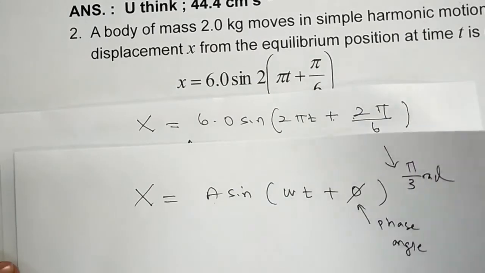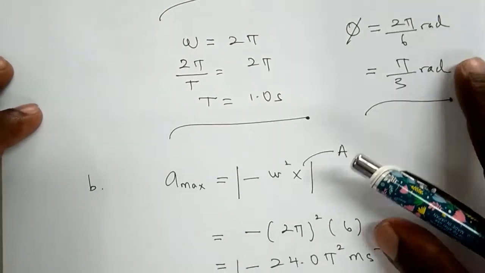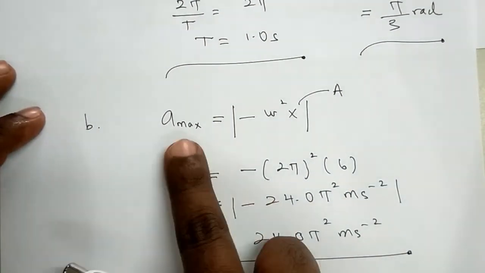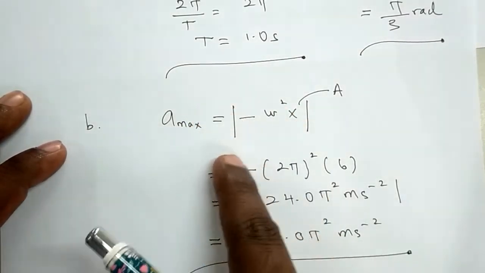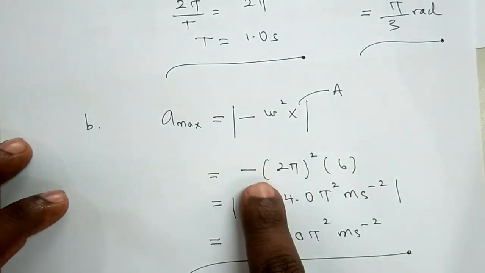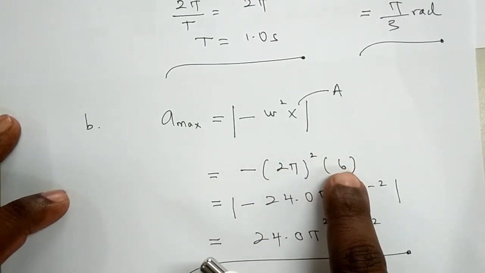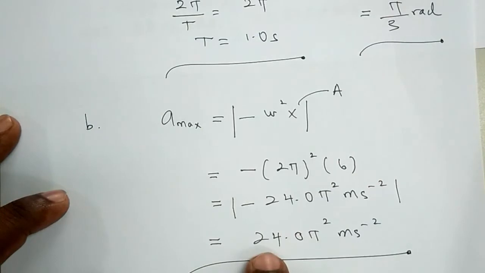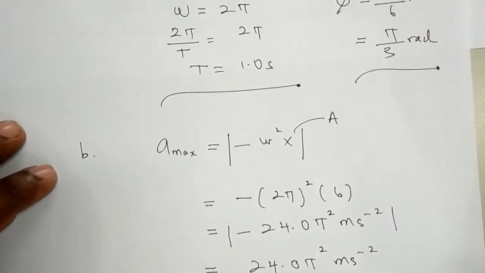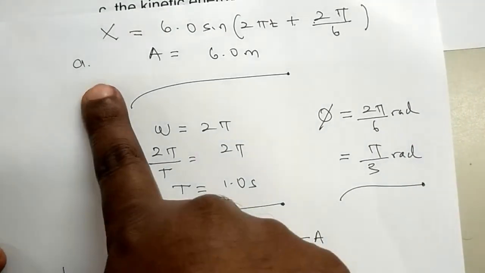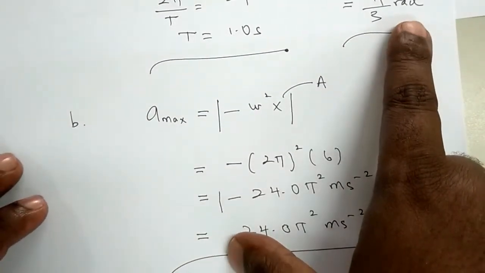For the maximum acceleration, we can use the formula a maximum equals negative omega squared x. For maximum, we should put modulus. By substituting omega as 2 pi, squared, times 6 meter, where x is the amplitude, you will get 24.0 pi squared meter per second square. This is the section A solution. You can have a look again. And this is for section B.